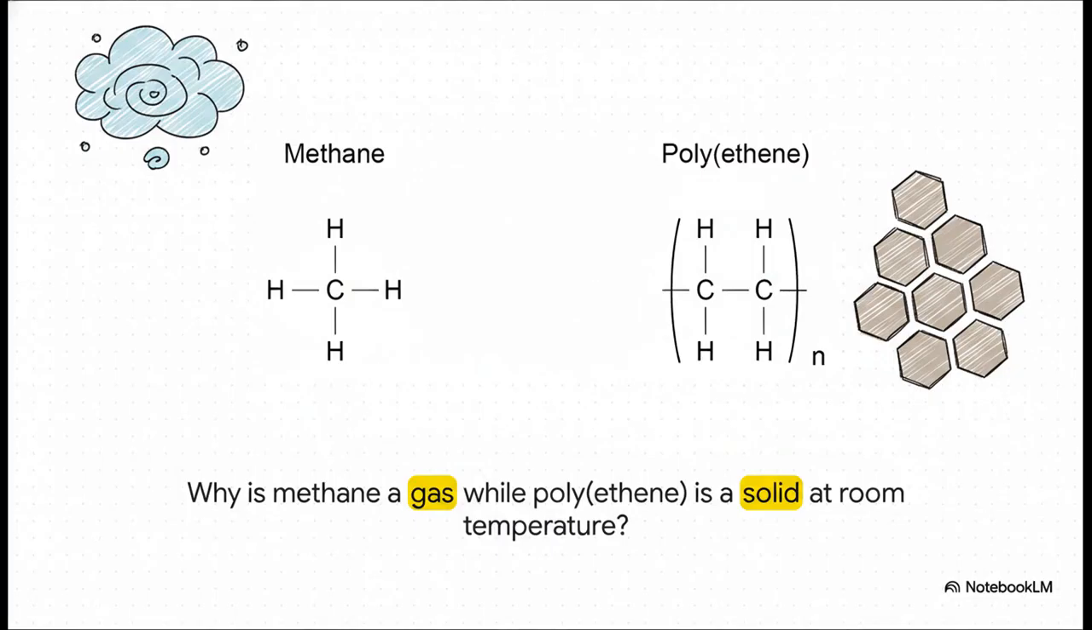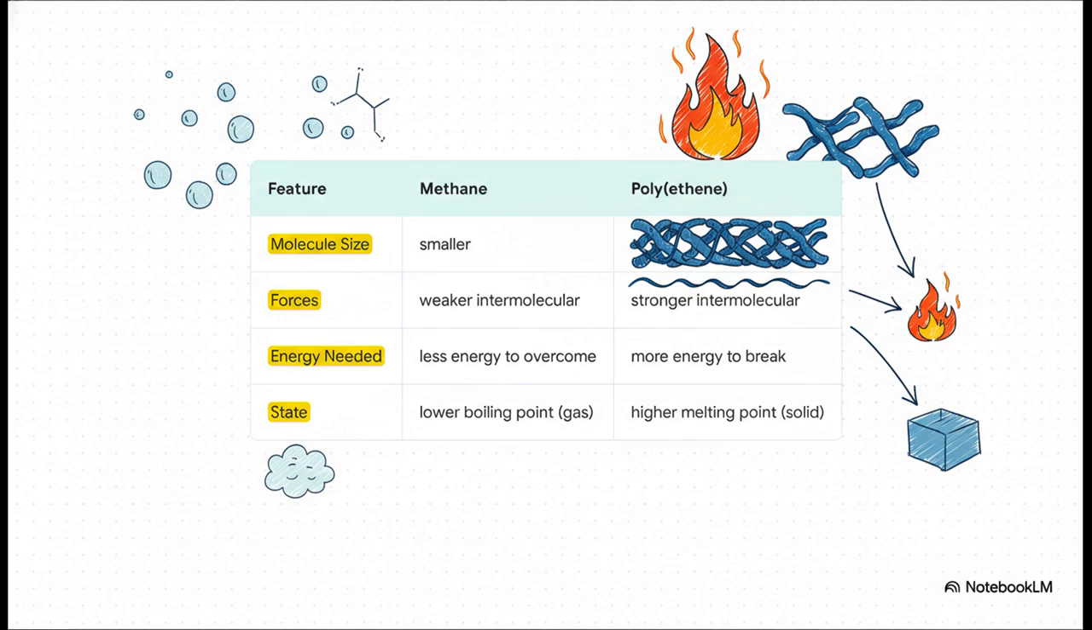The question gives us the structures, and I mean the visual difference is just huge, right? Methane is this tiny, simple little thing. Polyethylene is this massive long-chain polymer. And that fundamental difference in size, that is the entire key to unlocking all 4 of these marks. To nail all 4 marks, you've got to build a complete chain of logic. Let's just use polyethylene as our example.